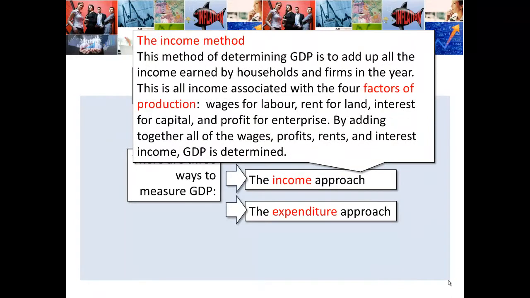More importantly, the income approach. If you remember back to our circular flow model, we have incomes from the factors of production and we have expenditure on goods and services, and they were equal. So the income method, this method of determining GDP, is to add up all of the income earned by households and firms in each given year. So we take all of the income associated with each of the factors of production: wages, rent, interest and profit. We add them all up and out pops our GDP figure.